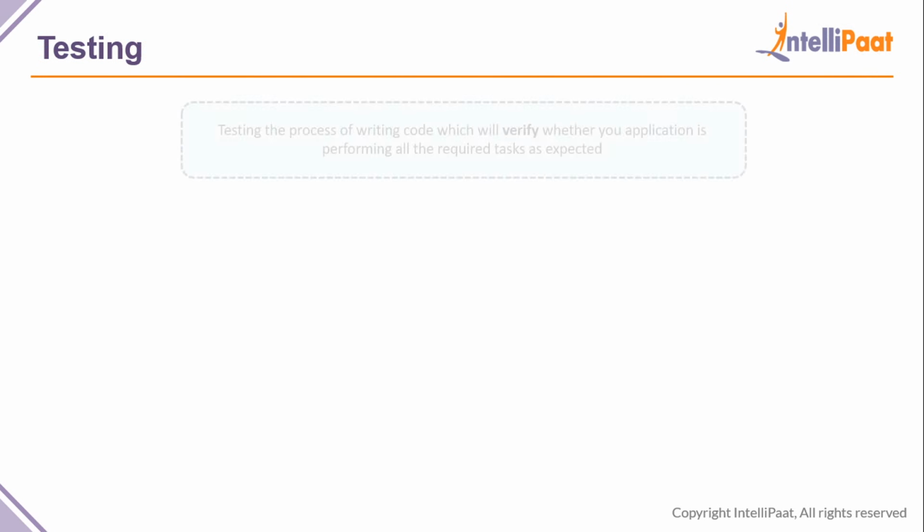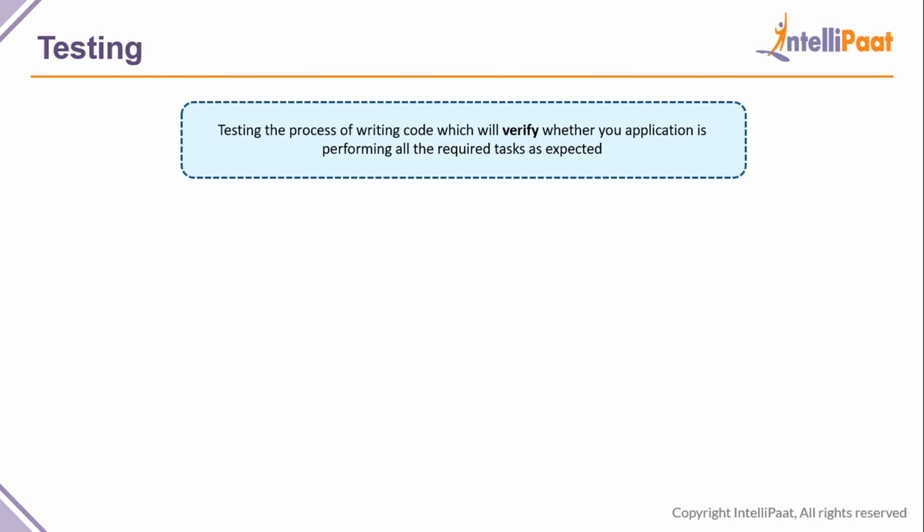Then comes testing. Testing is one of the most important parts of an application. Testing is basically the process of writing code which will verify whether your application is performing all the tasks that you set out to do. Suppose you are building a task management application and you have created some parts of it. Now you wish to add some more code, but how do you make sure that the code you just added didn't break anything else?